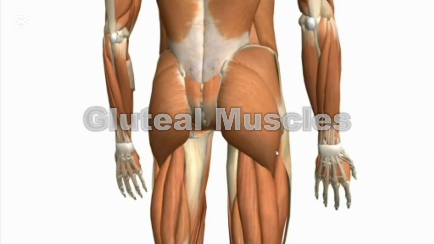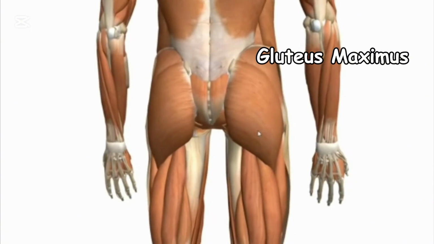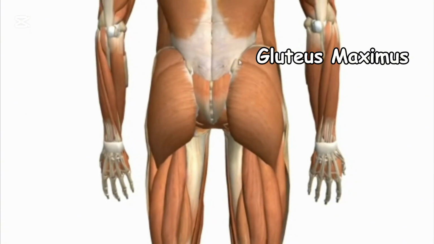For the gluteal muscle, we have gluteus maximus. The origin is ilium, sacrum, coccyx, sacrotuberous ligament. For the insertion, gluteal tuberosity of the femur, iliotibial tract of the fascia lata, and the nerve supply is inferior gluteal nerve.